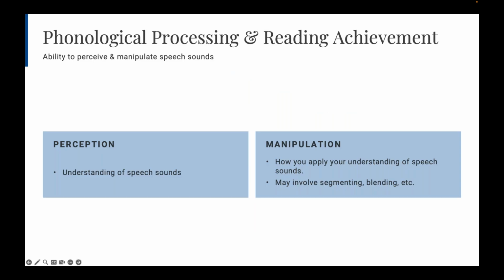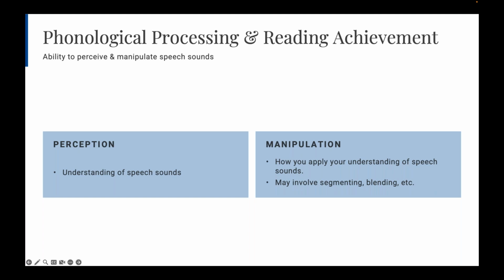And firstly, and I think this will come as no surprise to anyone, is the investigation of phonological processing and reading achievement. And when we think about what phonological processing is, we have to remember that it's the ability to perceive and manipulate speech sounds. So if we want to break that down and think about how it relates to reading achievement itself, in terms of perception, to read, a student has to be able to understand that speech is comprised of phonemes, and then they have to be able to identify the distinct speech sounds in language. That's where that understanding of speech sounds comes from.